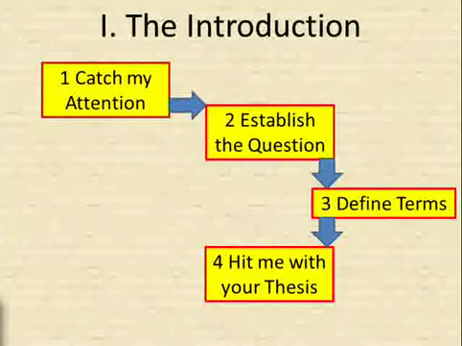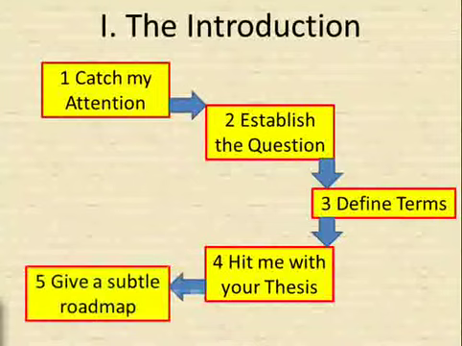Although it is arguable that the atomic bomb may have avoided many casualties, this bomb was used in order to deter the ambitions of the Russians. There it is. There's my thesis. That main term, deterrence, was addressed and defined. And now we'll finish the introduction with a subtle roadmap of where our essay will go from here.